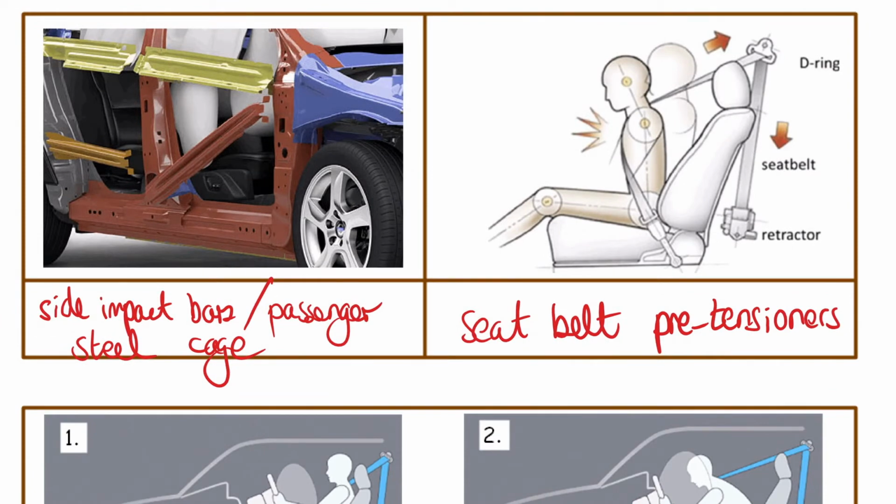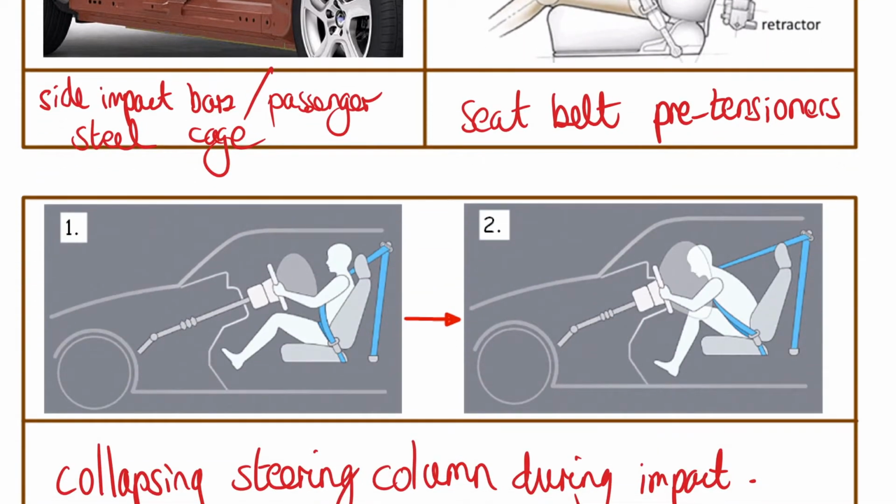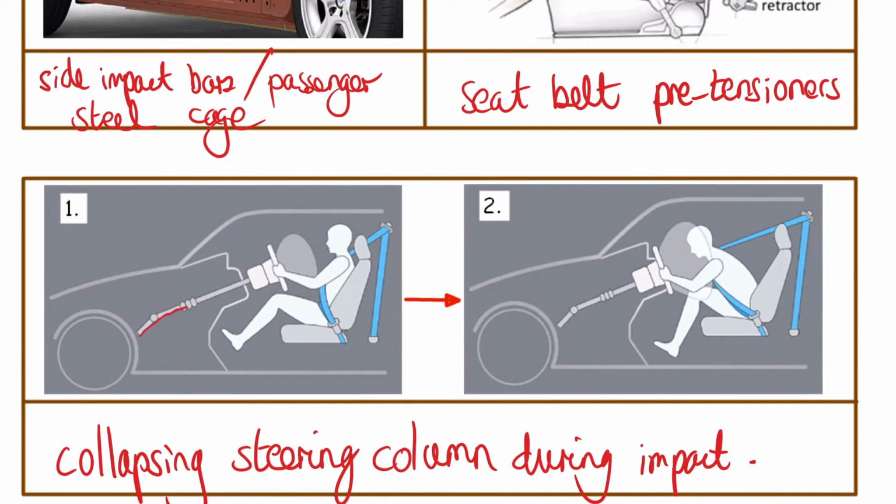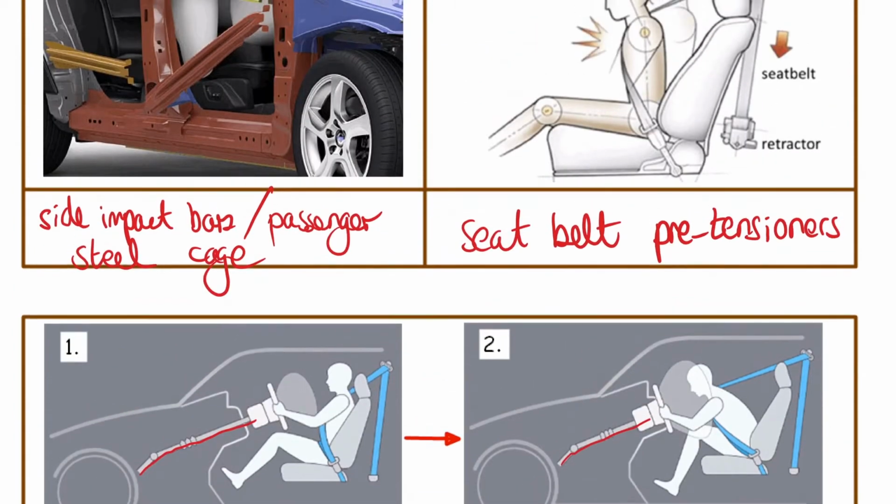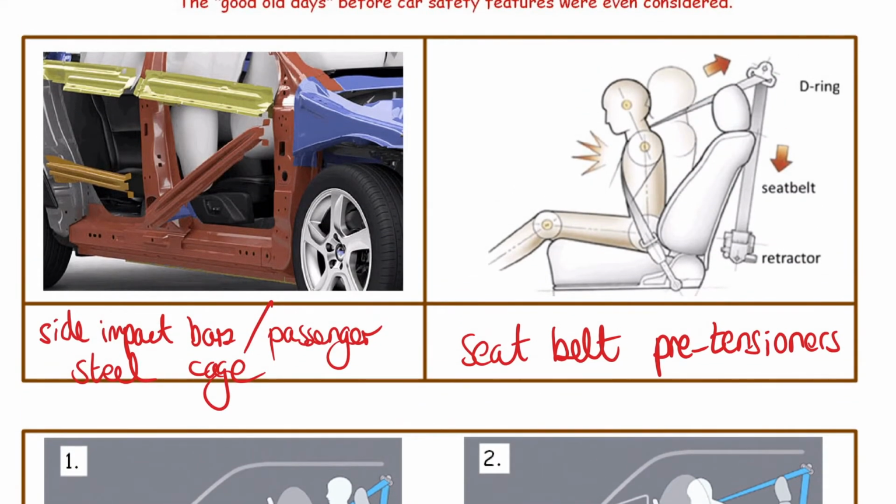Side impact bars, steel cage, so that goes together with the crumple zones, where you've got this rigidity in the passenger steel cage, but then you've got the crumple zones either side of it. Seatbelt pretensioners, and finally the steering column, which is this part here, collapses during impact. So just check you've got those answers.